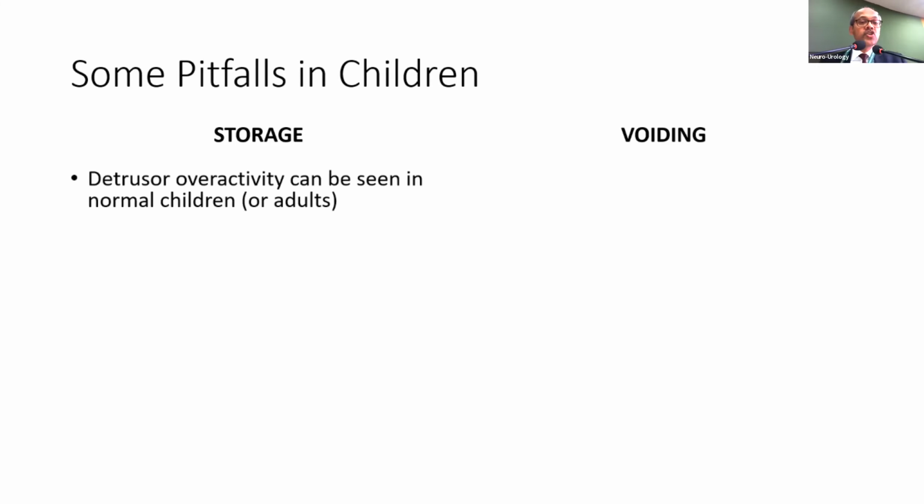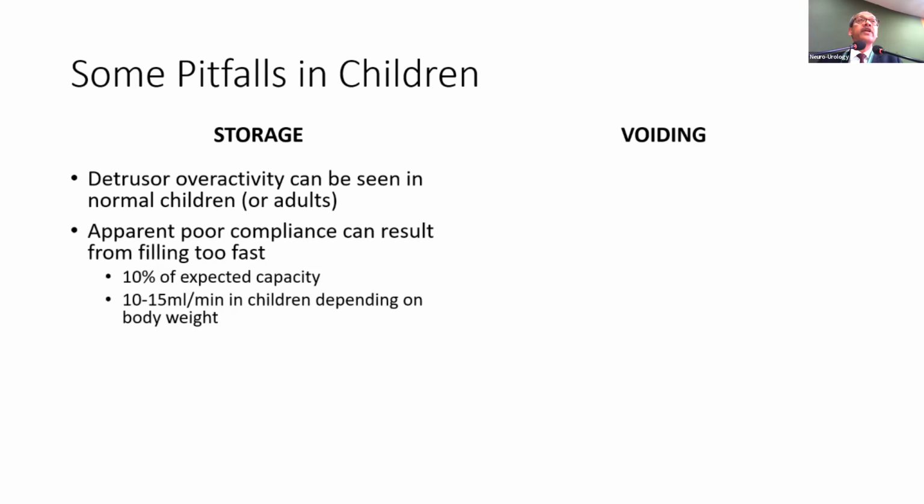So in terms of storage, you can see detrusor overactivity in normal children and normal adults for that matter. So any phasic contraction should always be interpreted in the light of clinical presentation. What apparently looks like poor compliance can result from filling too fast. You should fill at perhaps about 10% of the expected capacity. 10 to 15 ml per minute is reasonable in a child, depending on the body weight. And if the pressure starts going up, you need to stop the filling and see whether you get a drift down in the pressure by a process which we call accommodation, because that would suggest to you that you're filling too fast.